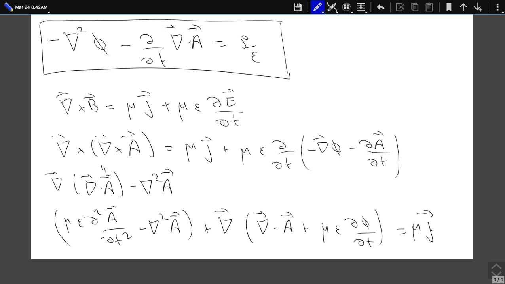So what did I do? I took this term, moved it to the other side, so that became the second time derivative of A. I just moved it to the left-hand side, so it's this term. Then I have these two terms. The first one is the gradient of the divergence of A. And this one is this term. I just took the gradient out. Gradient and time derivatives, I can change their order. So I end up with, inside the gradient, mu epsilon del phi by del T, equal to mu J. Mu J is this one over here.